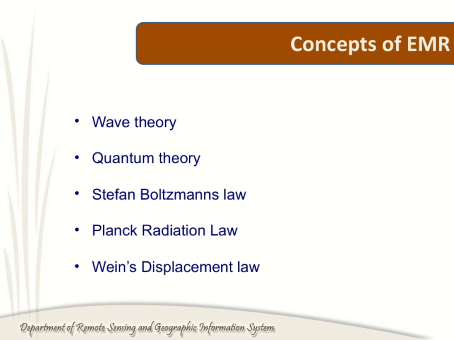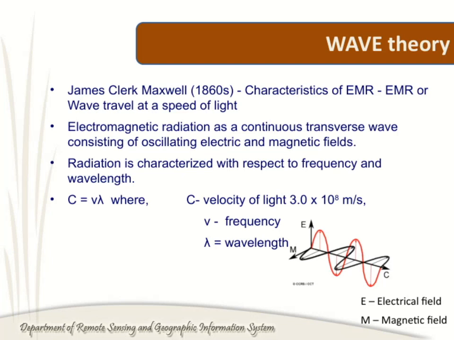All these theories and laws are interconnected, forming the foundation for our understanding of how energy interacts with matter across the electromagnetic spectrum. Let's explore the key components of electromagnetic radiation. First, we have the electric field, which we denote as E, and the magnetic field, represented as M. These two fields are fundamental to understanding how electromagnetic waves behave. Back in the 1860s, James Clerk Maxwell made groundbreaking contributions by describing the characteristics of electromagnetic radiation, or EMR.